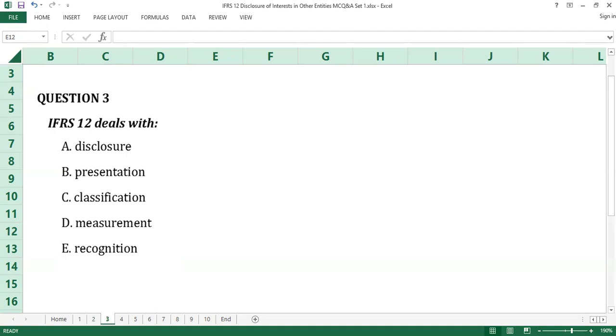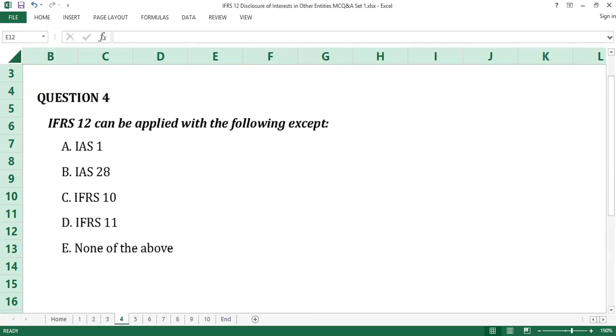Ten seconds gone. 20 seconds gone. Time up. The answer to question number 3 is A, disclosure. IFRS 12 is purely a disclosure standard. It does not deal with recognition, measurement, classification, or presentation on the face of financial statements. A is the answer to question number 3.